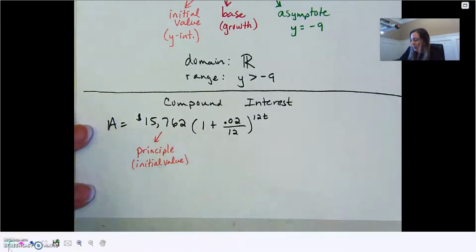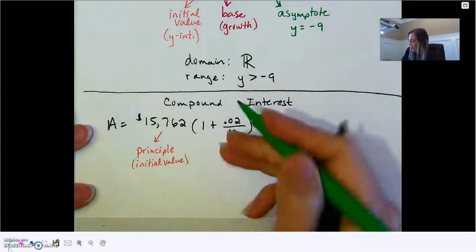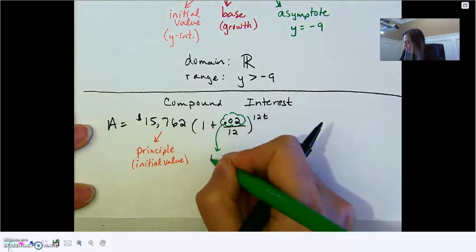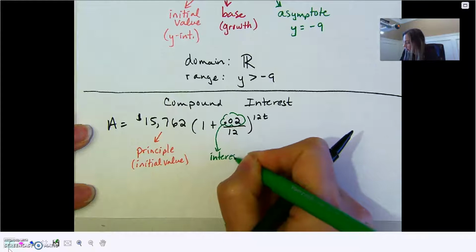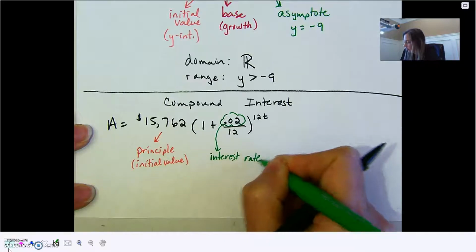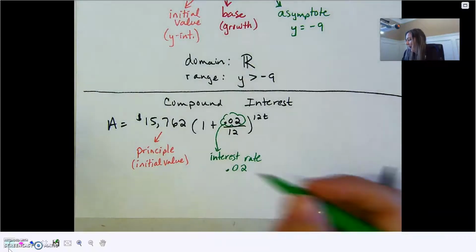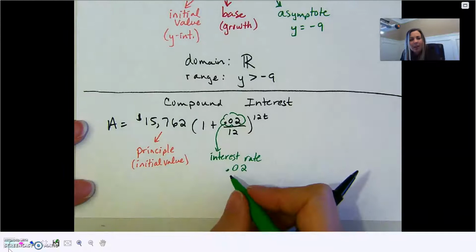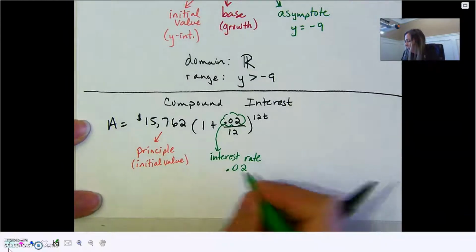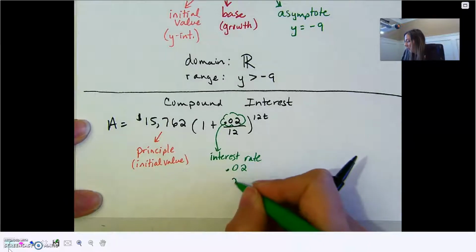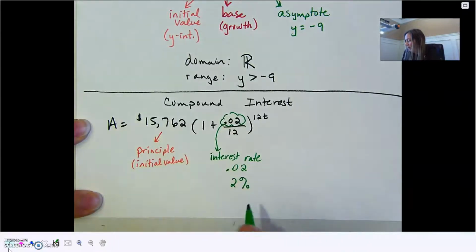Inside the parentheses is where you're going to find the interest rate. So the decimal up here is your interest rate. Okay, so 0.02. If you want to put it as a percent, which is how you usually see it when it's advertised at a bank, then you have to move your decimal 2 places to the right. So 0.02, that's the same thing as saying 2%. So this is a 2% interest rate.